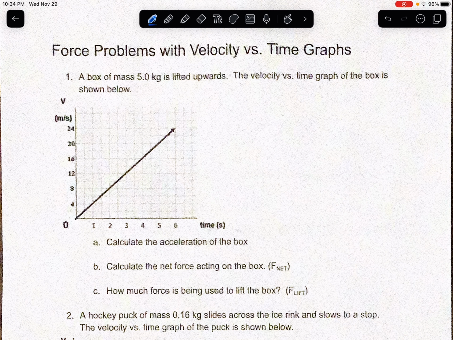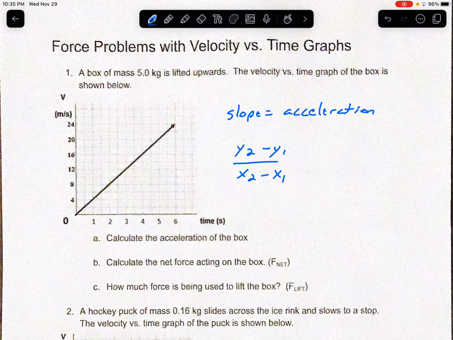If you're changing velocity over time, that means slope in this case is going to equal acceleration. So if you ever want to find acceleration on a velocity versus time graph, just calculate the slope. If you need a refresher, y2 minus y1 over x2 minus x1, or rise over run, whatever you got to do. Now in this case, it says a box of mass 5 kilograms is lifted upwards, so do not forget this mass is here.